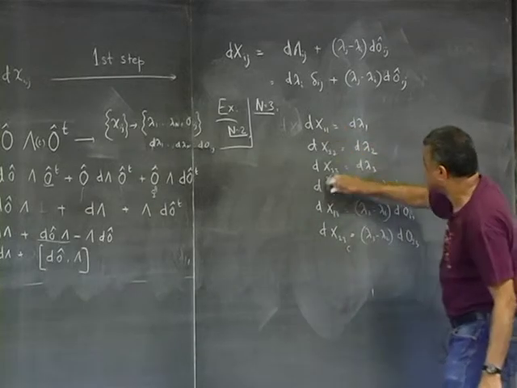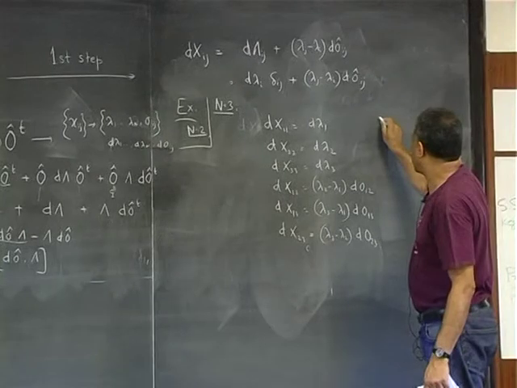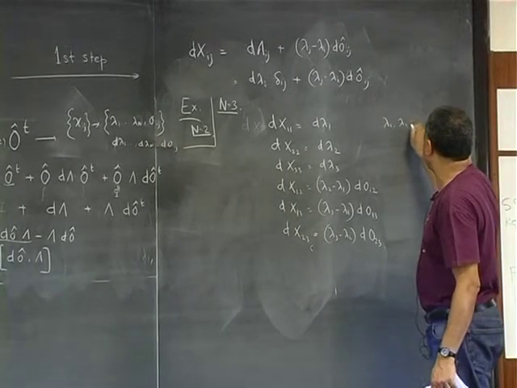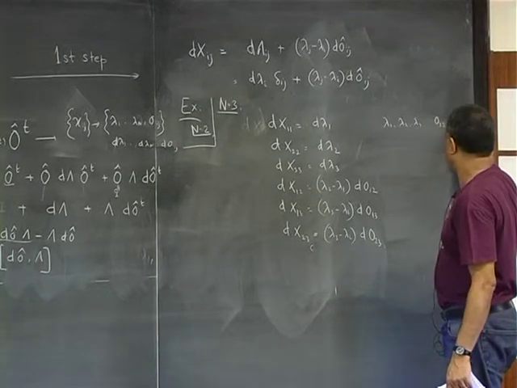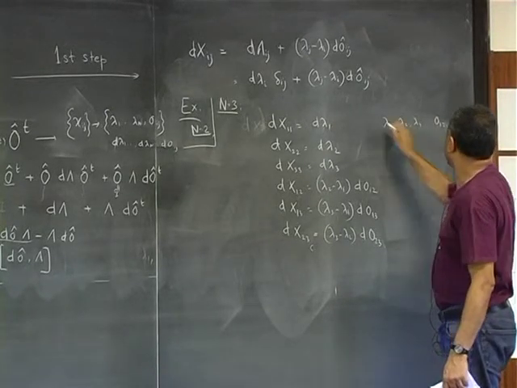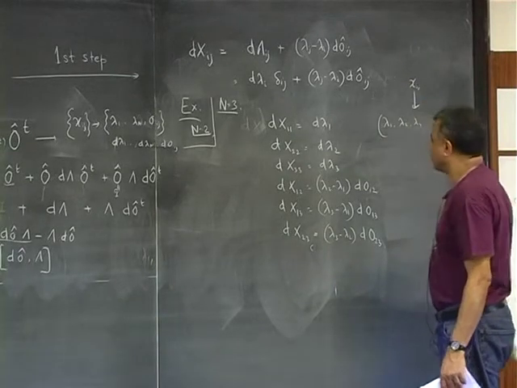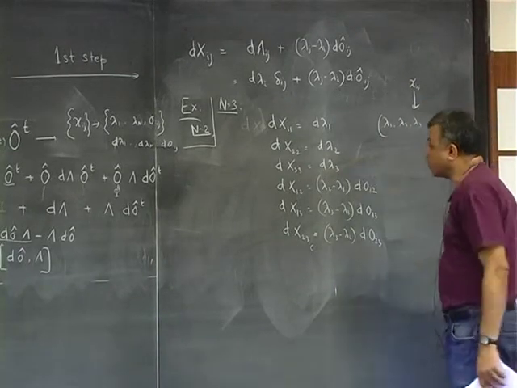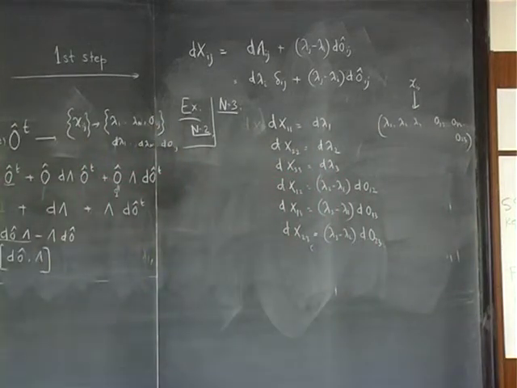So I went from these 6 variables to a new set of 6 variables, lambda 1, lambda 2, lambda 3, and O12, O13, O23, from the x's. Okay. So I can read off the Jacobian. So the Jacobian would be, you can check, a 6 by 6 matrix.